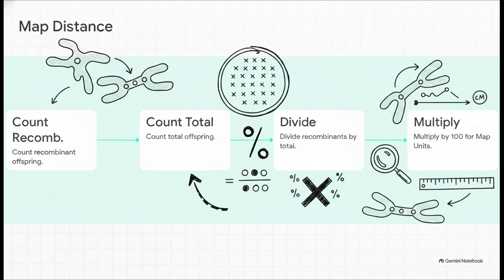Then you divide that by the total number of offspring and multiply by 100. That resulting percentage equals the map distance in map units, sometimes called centimorgans. So if you get a 12% recombination frequency, that means the genes are exactly 12 map units apart. The rule of thumb here is, the further apart two genes are on a chromosome, the more likely it is that a crossover event will happen right between them.